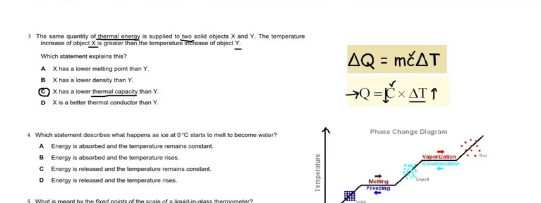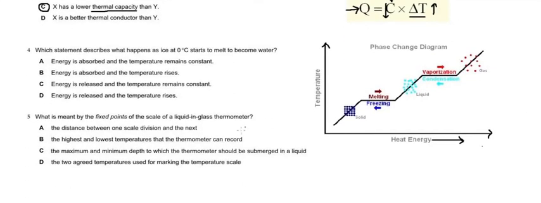Now we will see question number 4. Which statement describes what happens as ice at 0 degree Celsius starts to melt to become water? Okay, we know that this is nothing but the heating curve. We are going to melt it, so we are going to provide the heat to the ice.